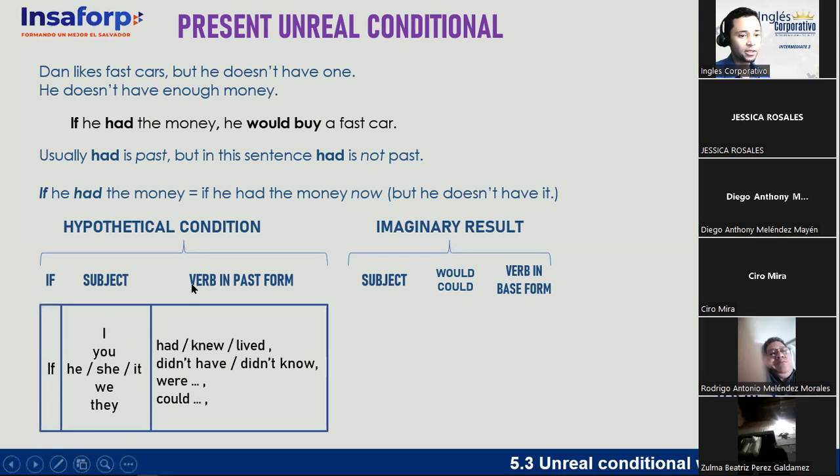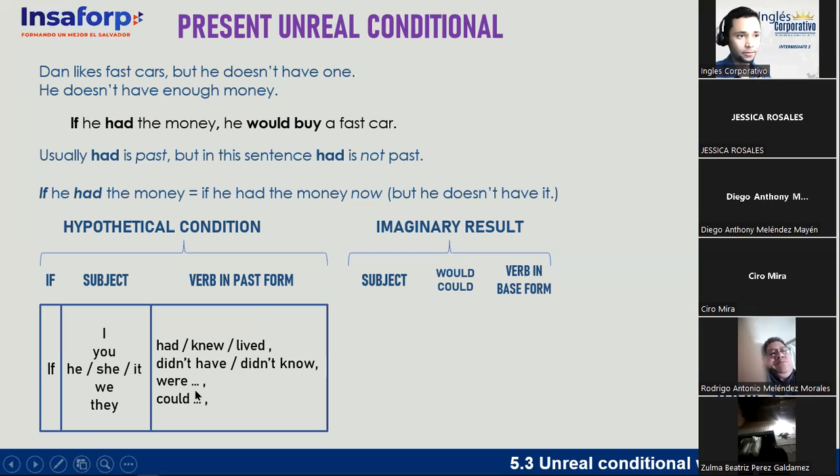You use if, then the subject could be I, you, he, she, it, we, or they. After that, you have to use a verb in past form, like had, knew, lived. You can also use it in negative form. And the negative form is the negative of past simple. Didn't have, didn't know, didn't live, etc. If you are using the verb be, you can use were. It doesn't really matter if the subject is I, he, she, or it. You can use were, no problem.